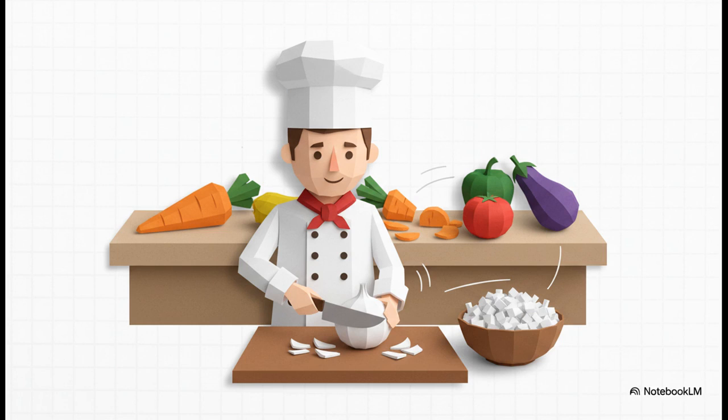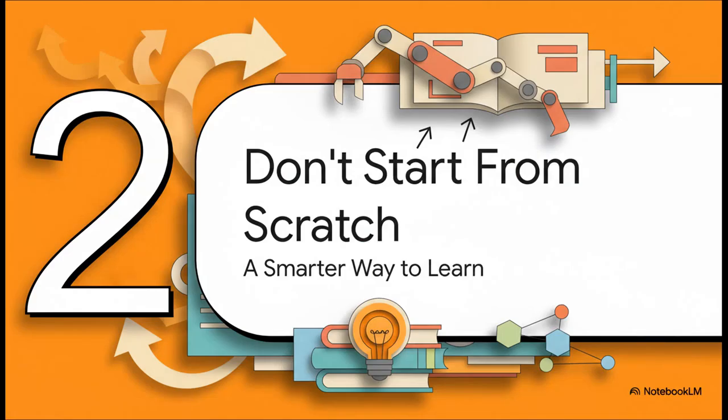Think about it. A chef doesn't relearn how to chop an onion for every single new recipe. So why would we make an AI start from zero for every new but related task? It just makes no sense. It's incredibly inefficient. There has to be a smarter way to use what it already knows. And of course there is.